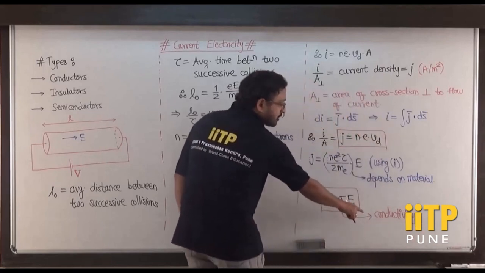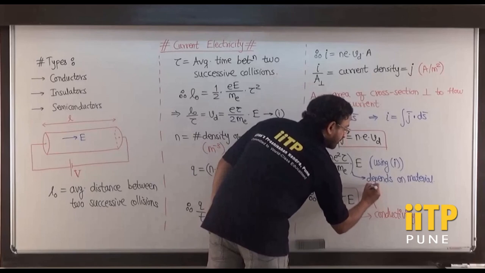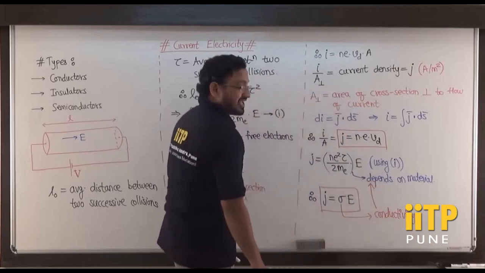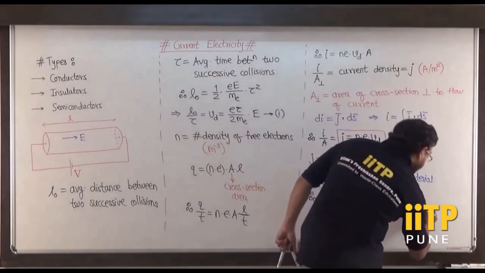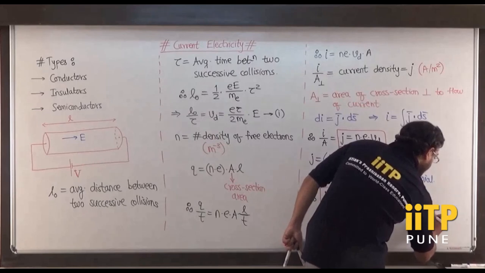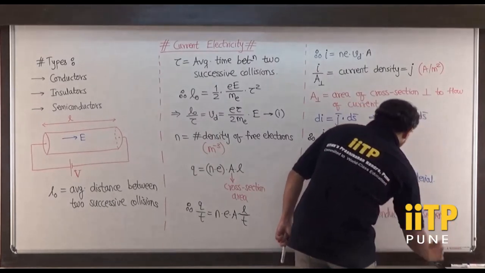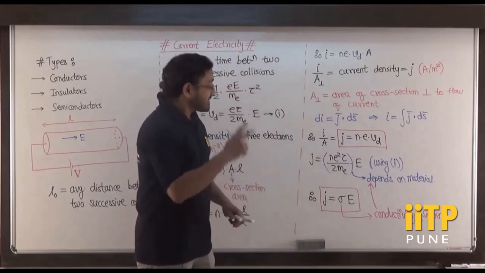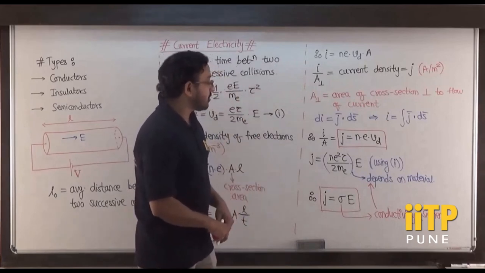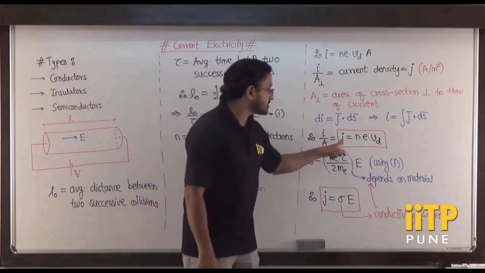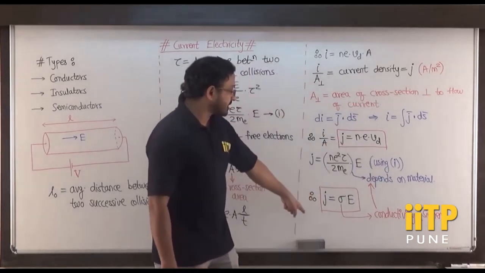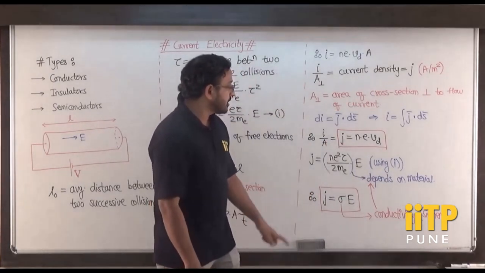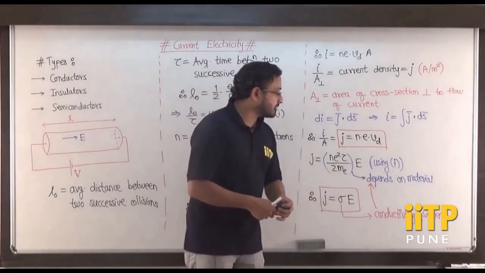As we saw, conductivity is a property of the material. The SI unit of conductivity is Siemens. And this equation, J equal to sigma E, is the second fundamental equation of current electricity. The first one was J equal to nevd. The second one is J equal to sigma E, where sigma stands for the conductivity of the material.